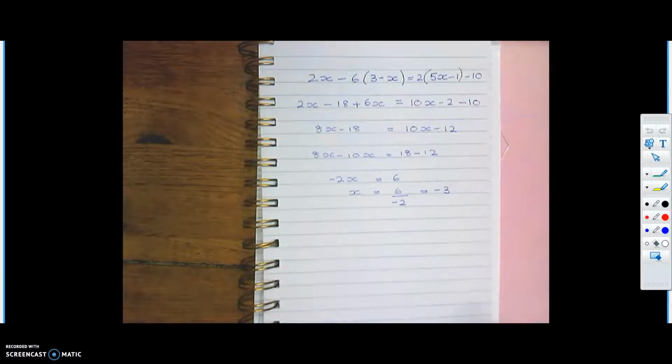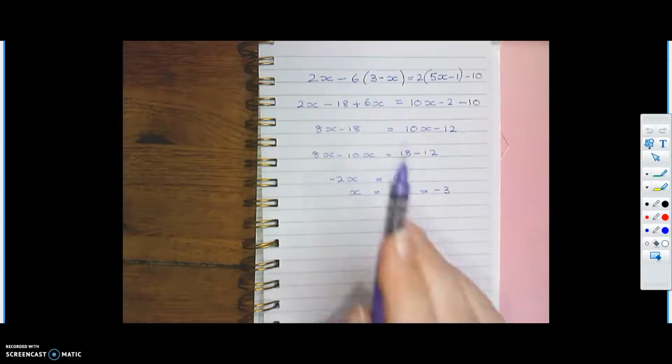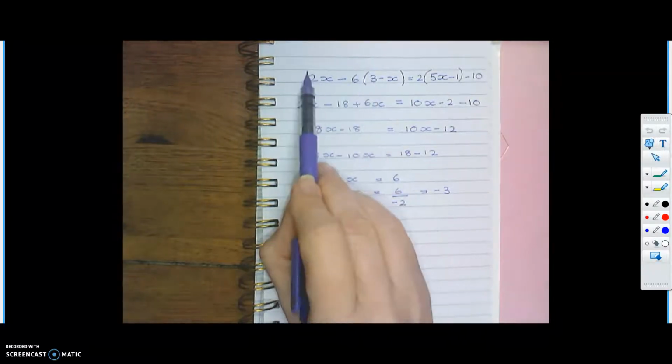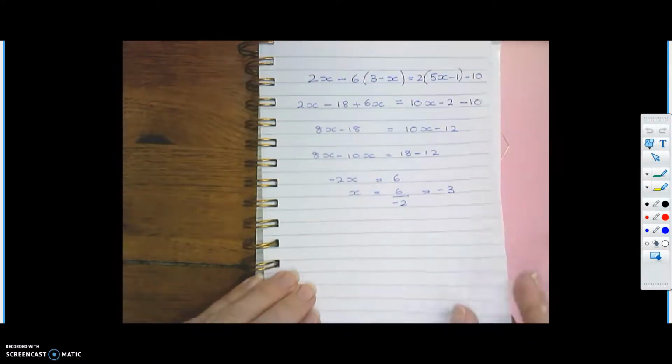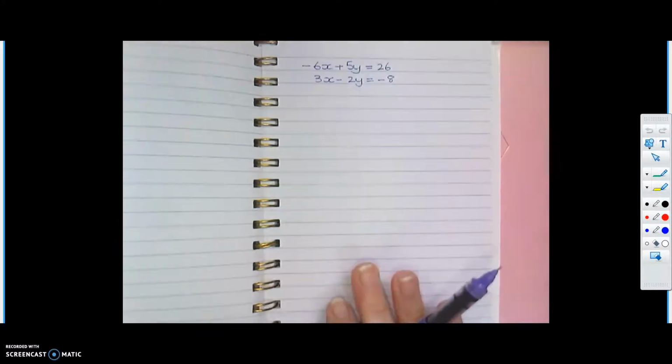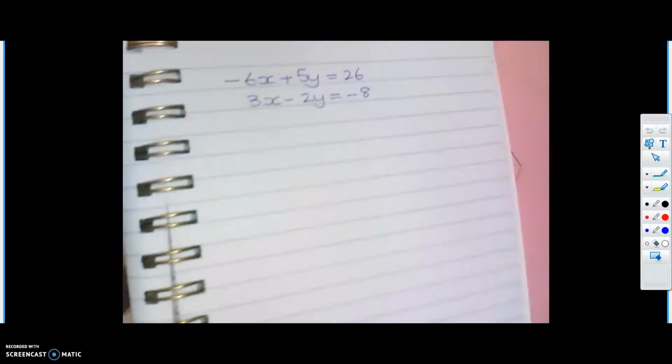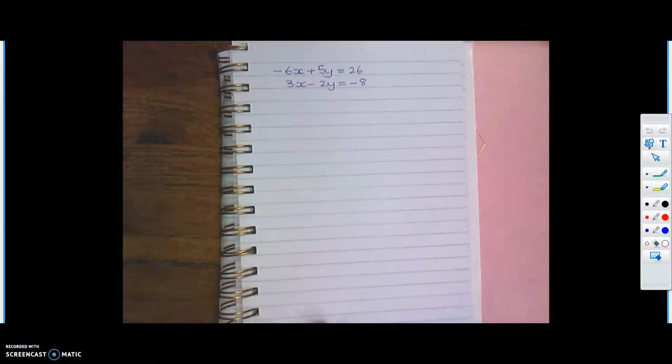So that should have been part A, and you should have been able to do that with no trouble. But lots of you, as I said, were imagining that this had a set of brackets around it and then split it. So you don't do that. The second part of question 3 was a simultaneous equation. And again, some of you had great difficulty with this.